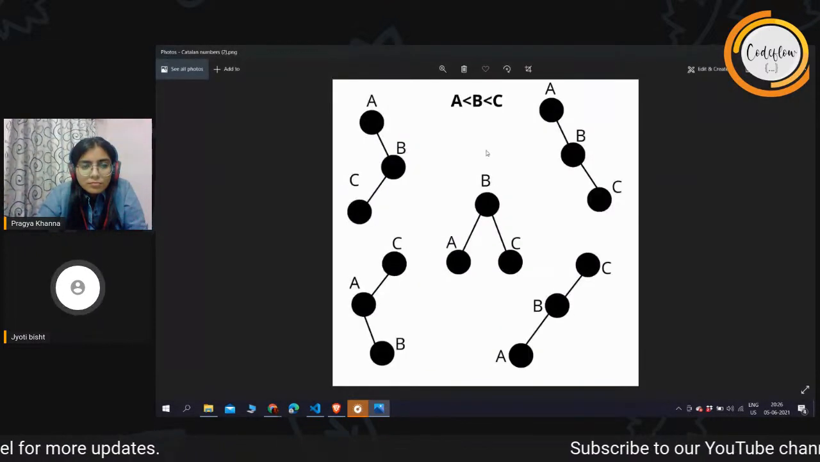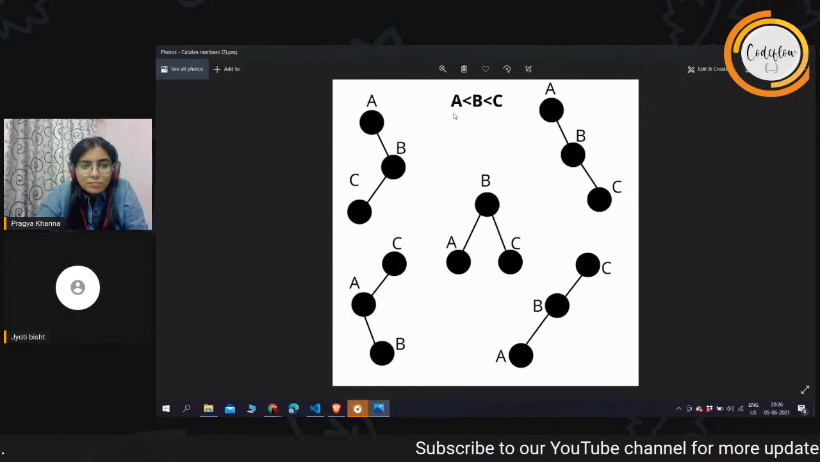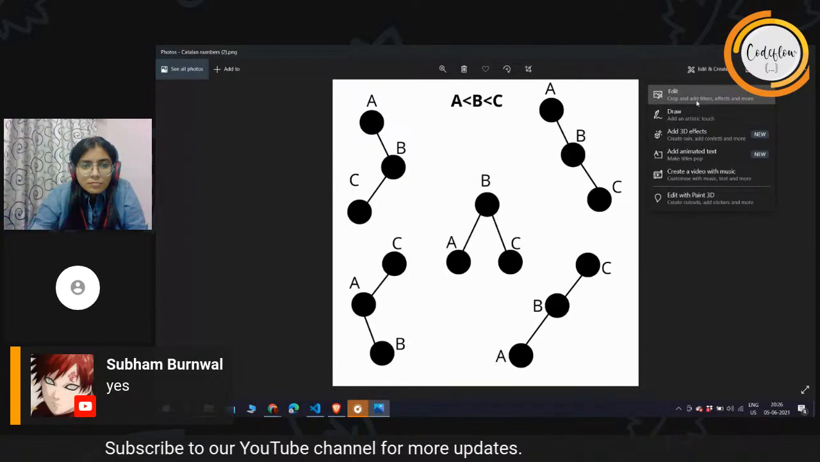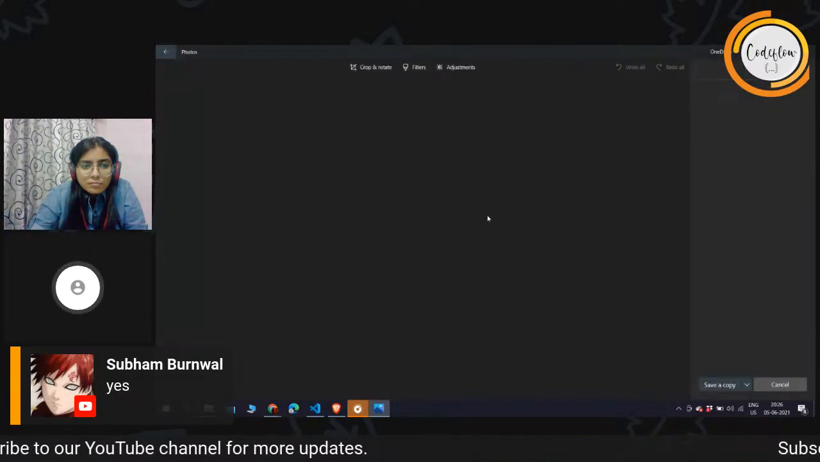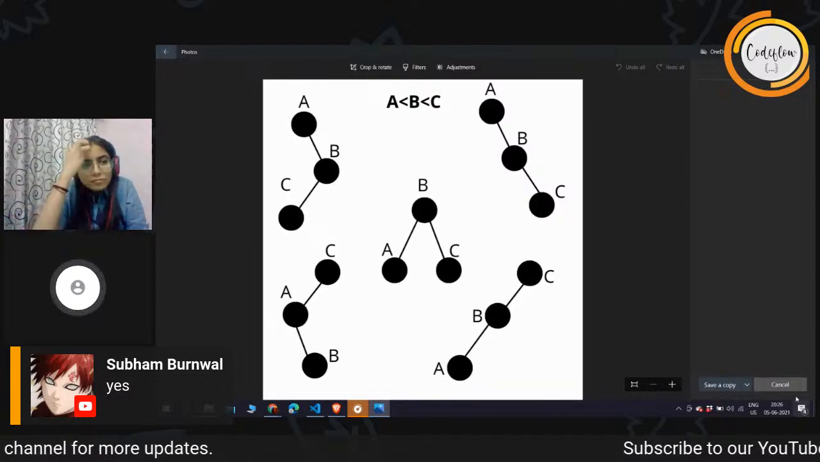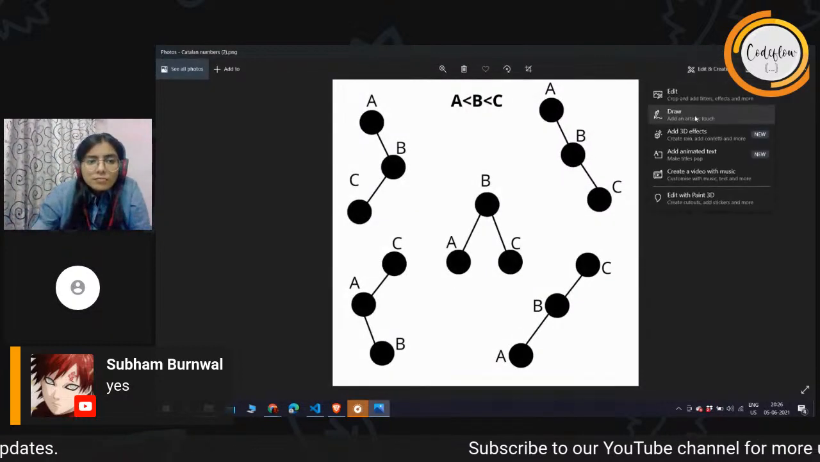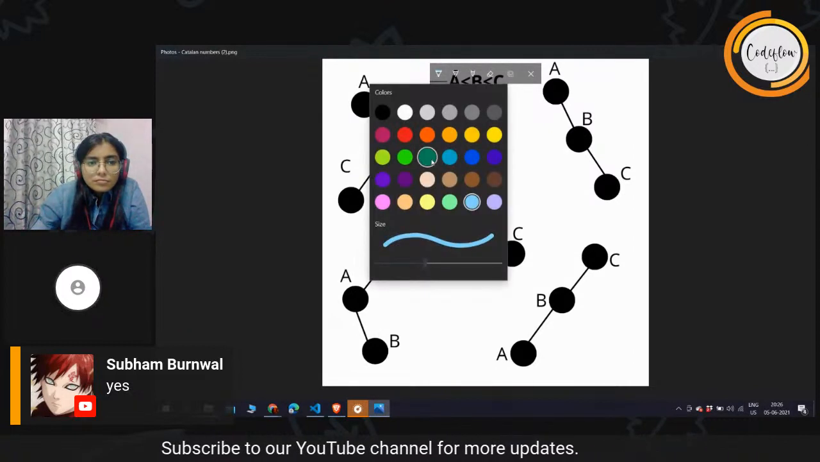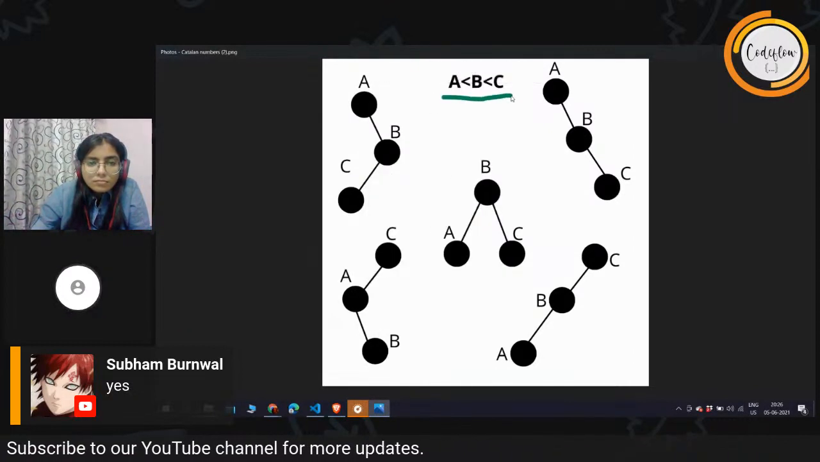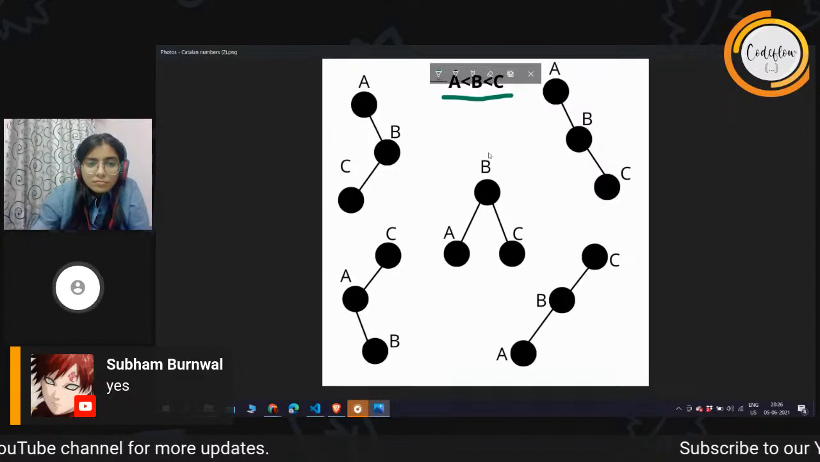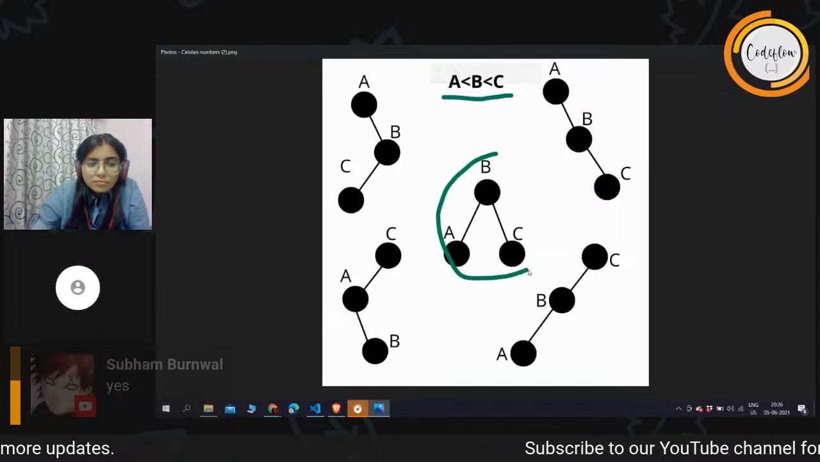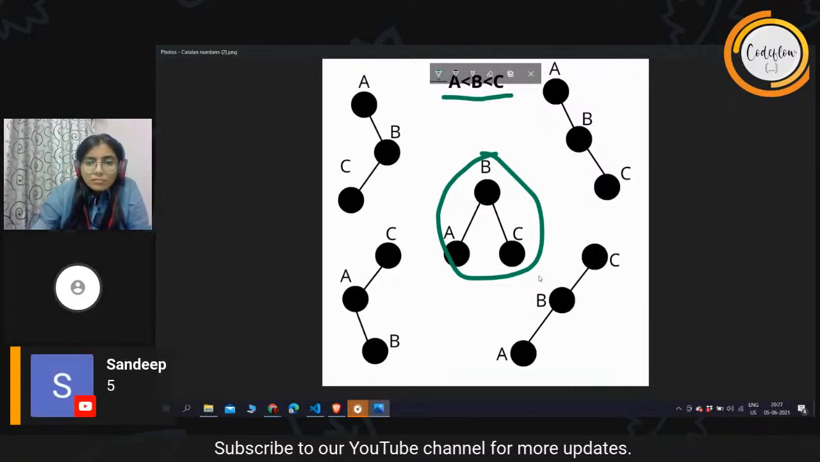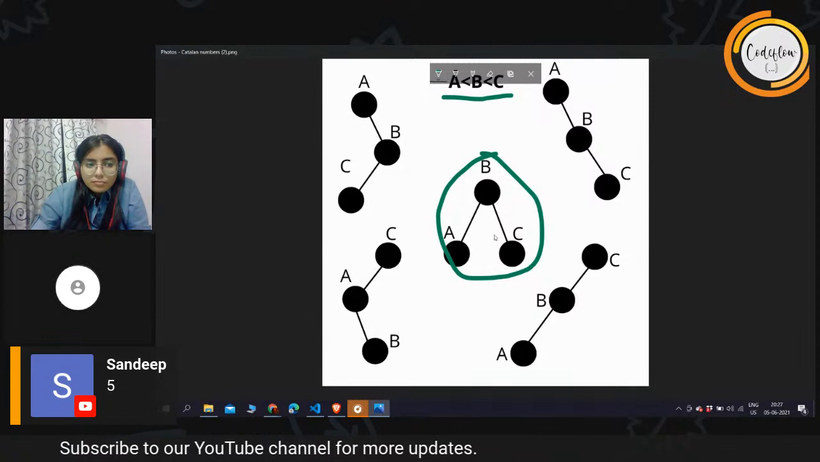Okay. Now, if I have three nodes, what will I do? I am given three elements A, B, C. The relationship is that A is less than B, less than C. The first choice is this, right? I can take B as the center node, and A is smaller, so it will come to the left, and C is greater, so it will come to the right. First choice is this, right?